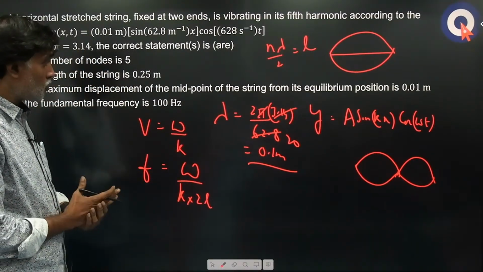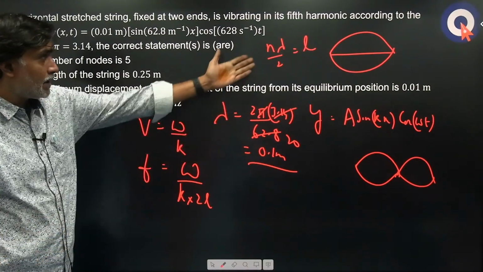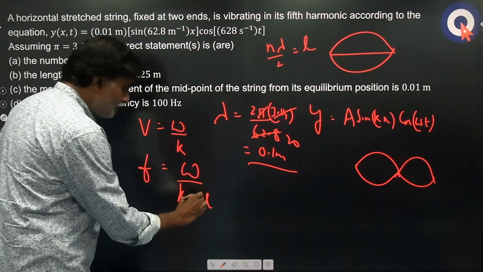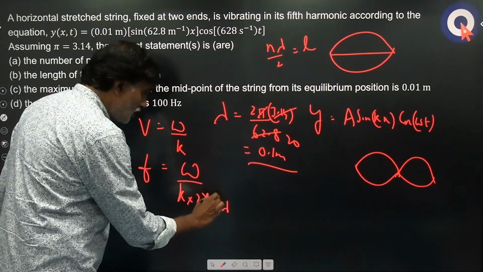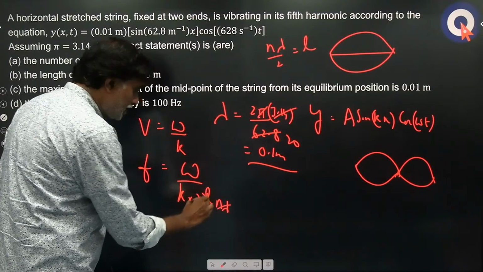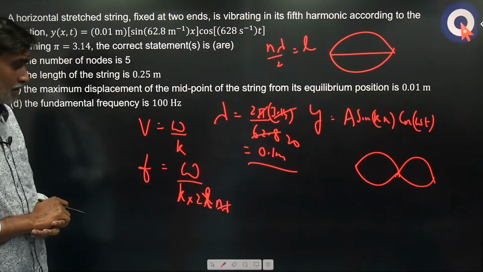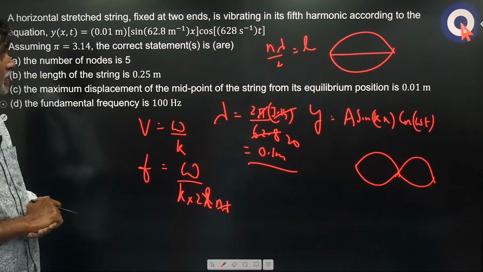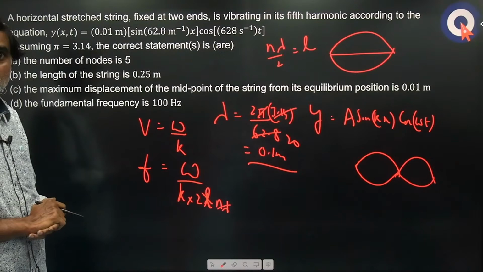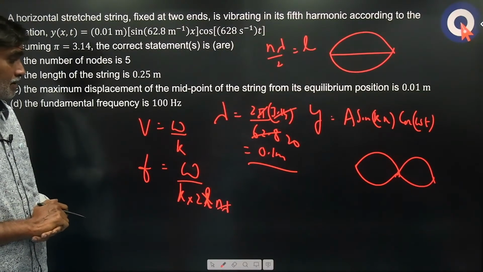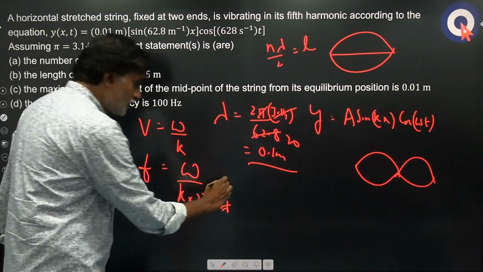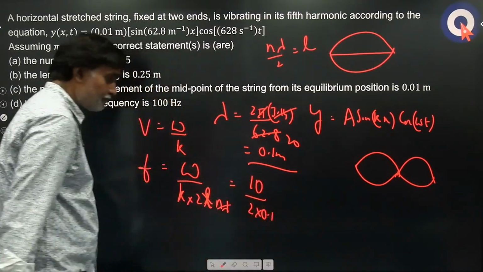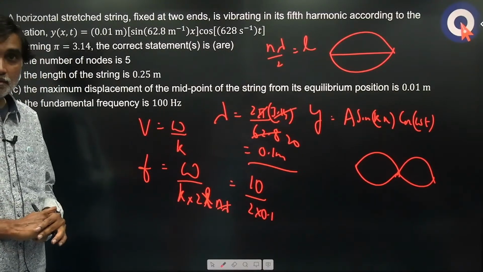What is length? 0.25. Or you can write in terms of lambda also. Okay. N lambda by 2. What is L? N lambda by 2. Okay. Write it like this. Fundamental only they are asking. Okay. What is omega by k? You can find. What is omega? 628 and k is 62.8. So omega by k is 10. So velocity is 10. Okay. So what is fundamental frequency? 10 by 2L. 2 into 0.1. Okay. So 10 by 0.2.